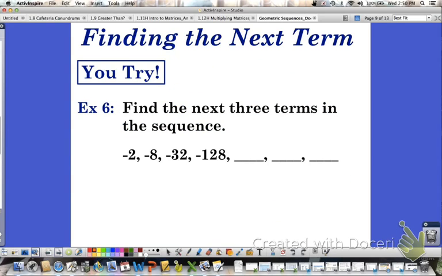Okay, your turn again. Find the next 3 terms in the sequence. I've given you 4 numbers to start with. You need to find the common ratio and then the next 3 terms. Pause the video, have at it on your separate sheet of paper, and then check your work against mine.